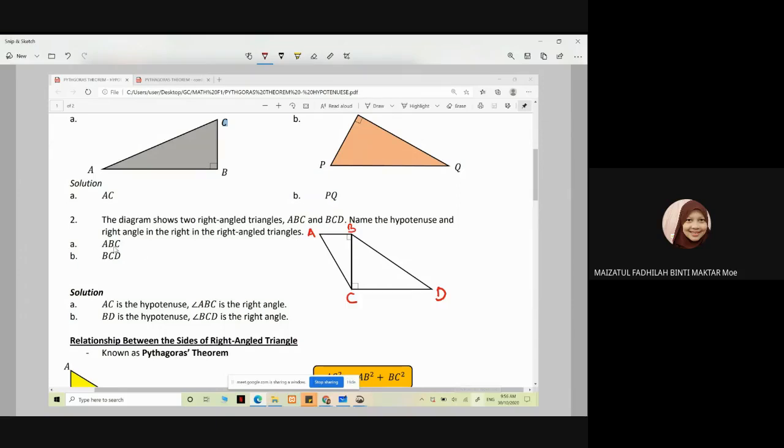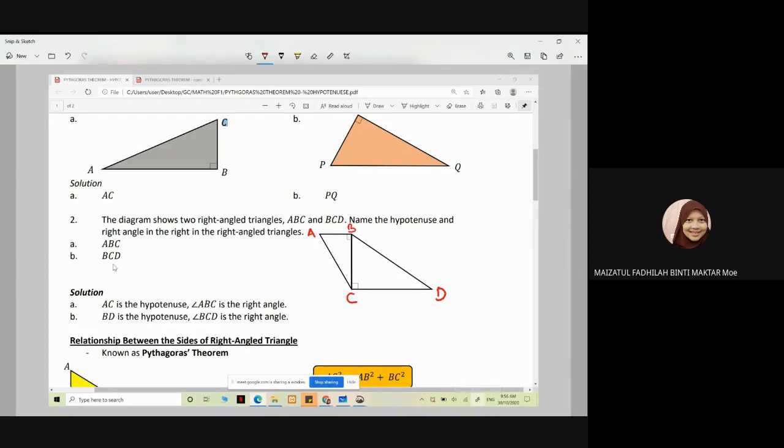So this is ABC and BCD. From the first right angle triangle ABC, which one is the hypotenuse? You just say AC is the hypotenuse and ABC is the right angle triangle, because you can see in the diagram they have the shape of the small square here.